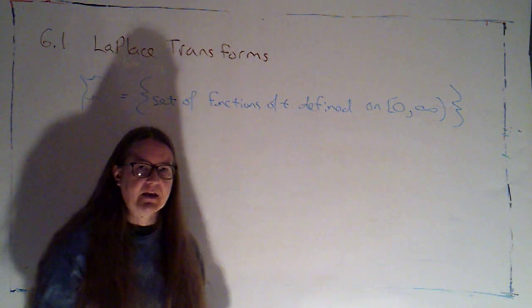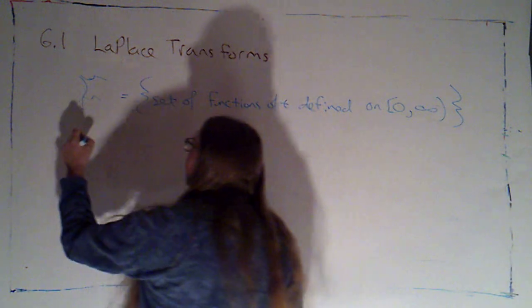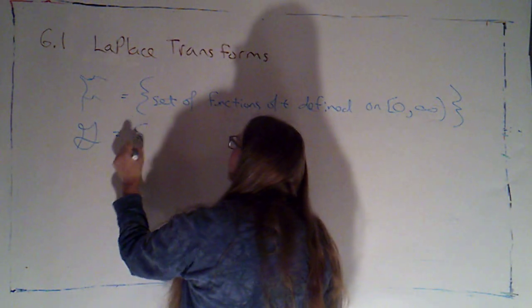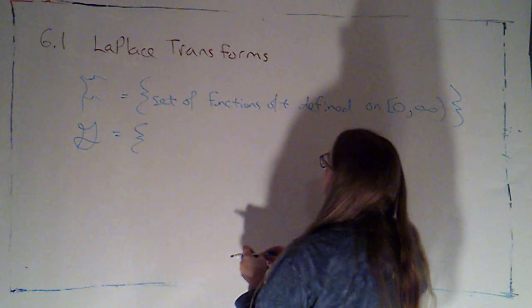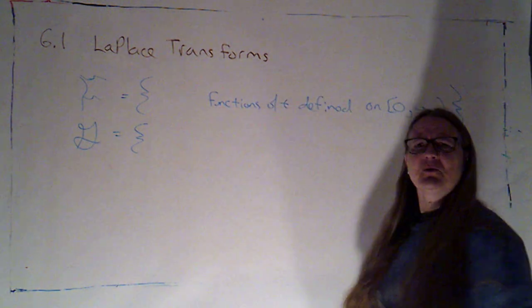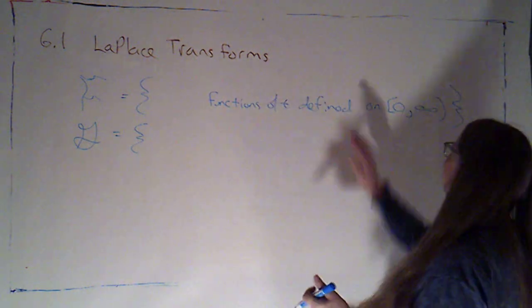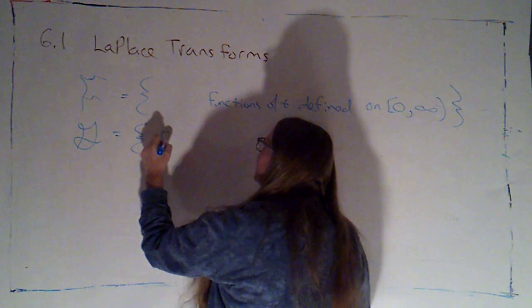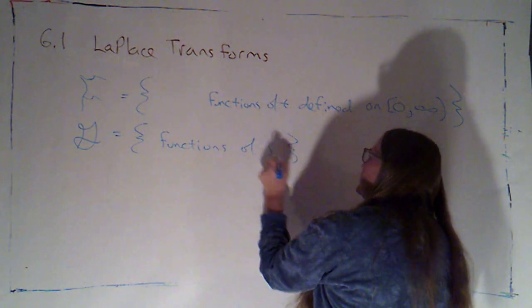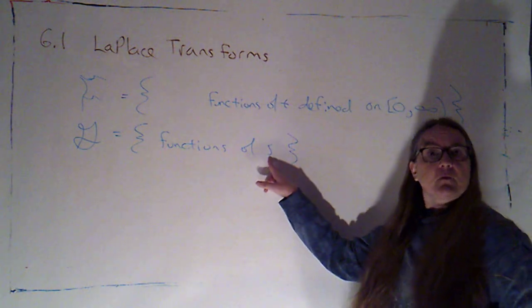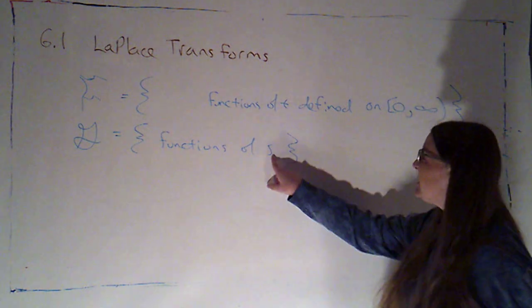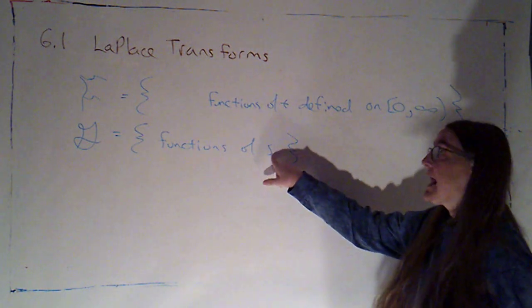Okay, all right, we're going to have G, a fancy G, and this is going to be the set of functions of s. If I'm using set notation, I really didn't need to write the word set. F is just the set of functions of t defined here. G is going to be functions of s. As we'll see, some of those functions might have some restrictions on their domain, others of them might not. These are just functions of a different variable, s.